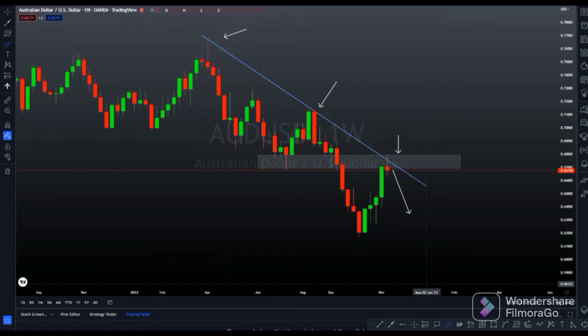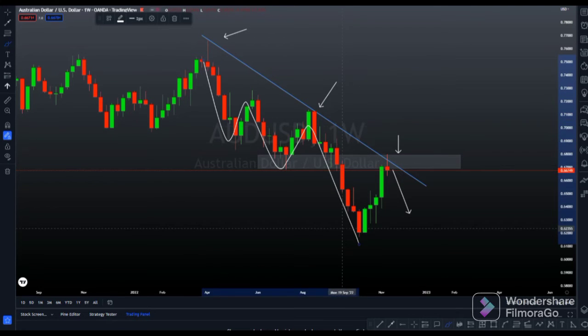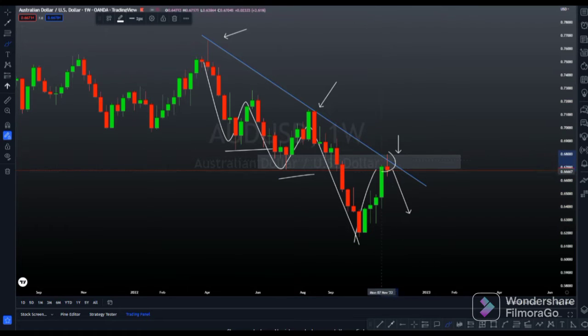So number one, here we have a downtrend, as you can see, because price has been breaking previous structures. Number two, we have price retracing to a resistance level. Number three, we have this trend line. So already we have three confluences that are indicating to us that price can potentially push to the downside.